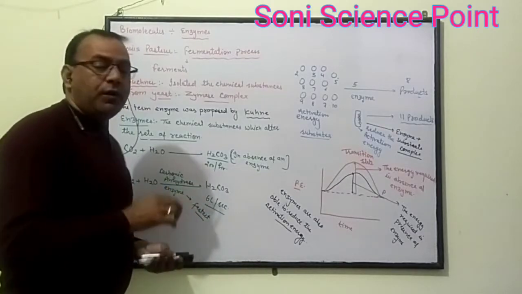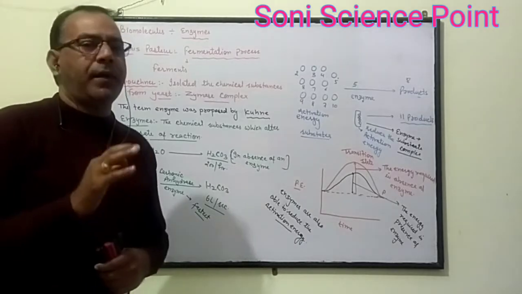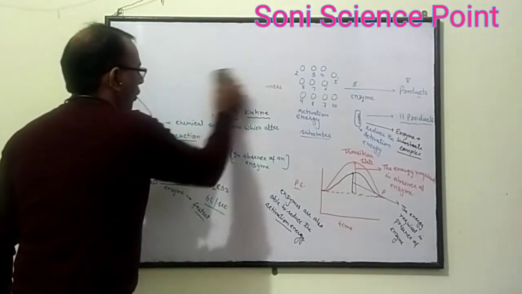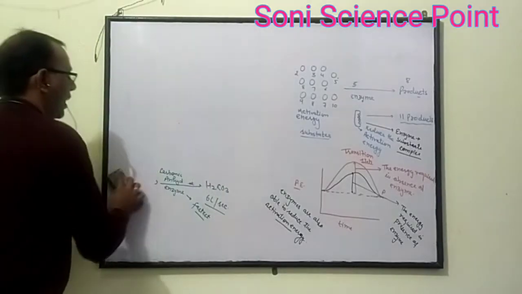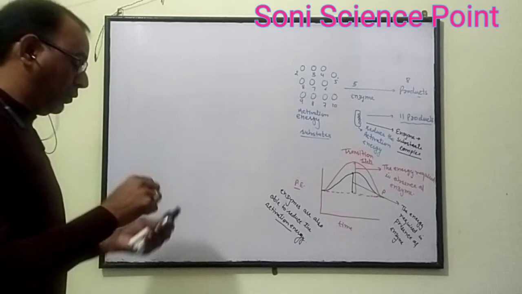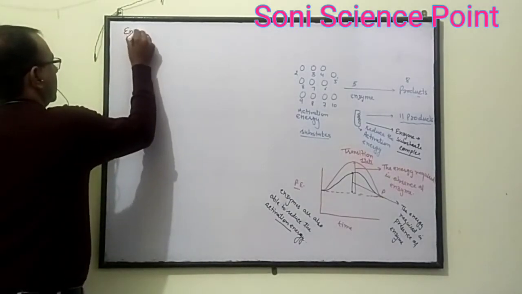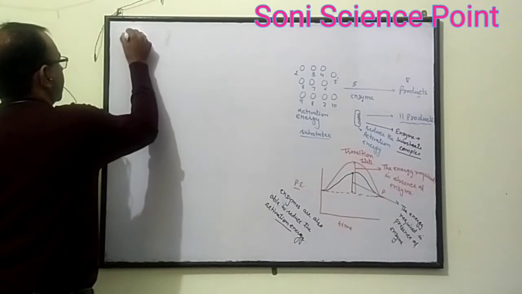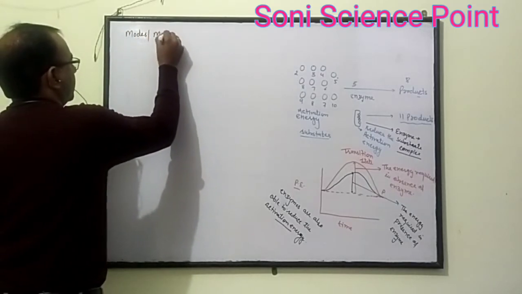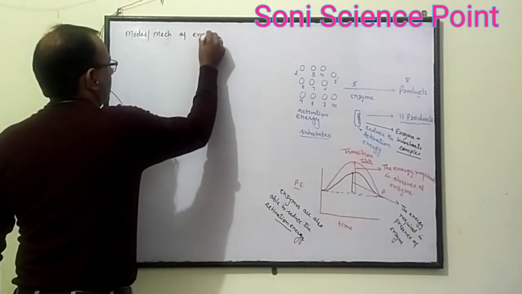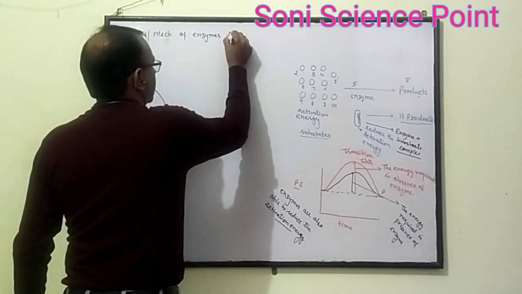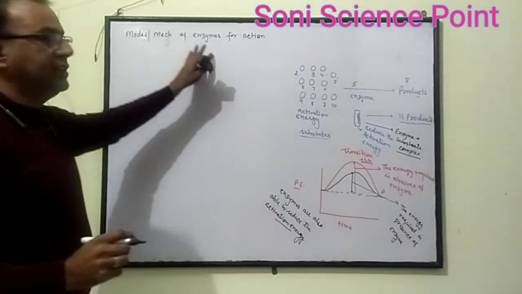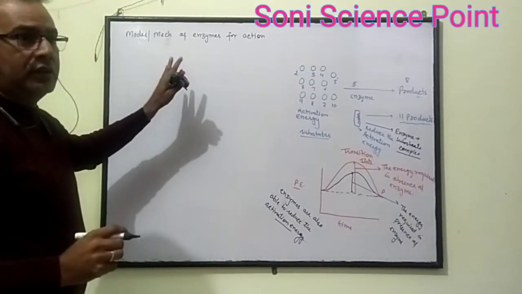Clear? Now we can see that the enzymes show two modes or two types of mechanism which were proposed by different scientists. The mode of enzymes, or we can say the mechanism of enzyme action. How do the enzymes perform action? It means there are different modes, different mechanisms by which enzymes show action. There are two modes.